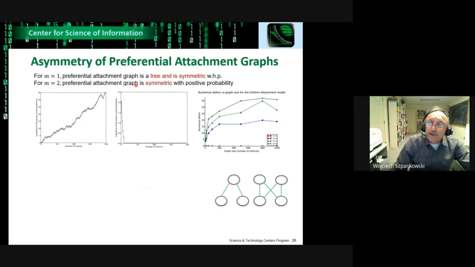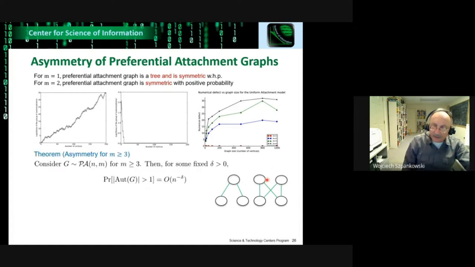For m equal two, there are structures like this hanging on from the graph, and they have some symmetry, but only with small positive probability. We spent a lot of time to prove that for m greater than three, and this is an example, the graph is asymmetric. The probability that an automorphism is more than the identity is very small. So there is no automorphism.